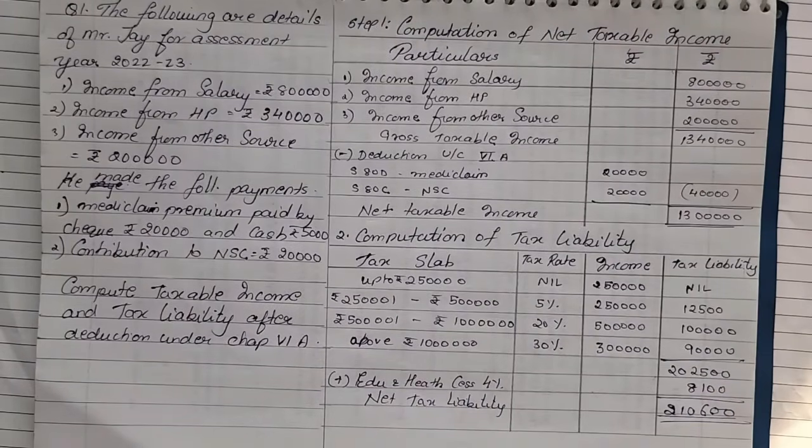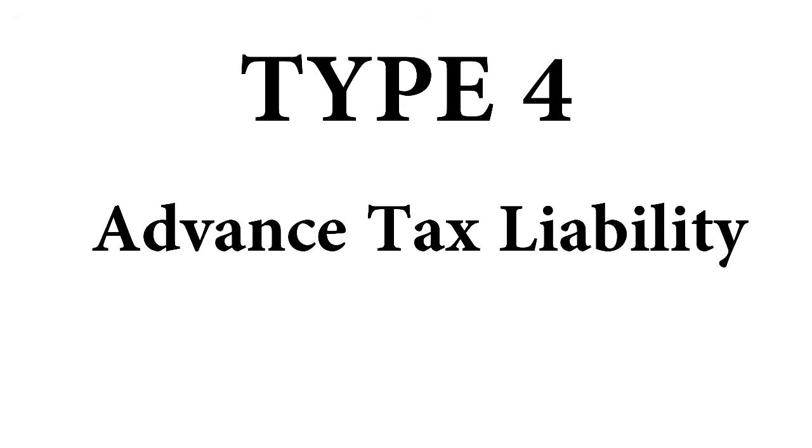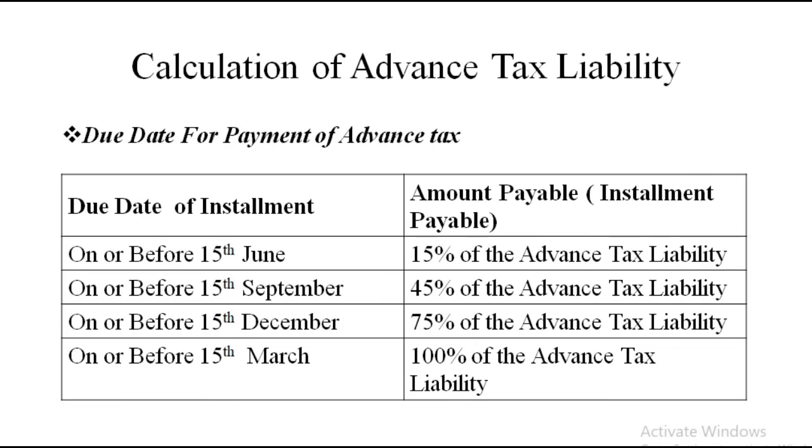Okay, I hope everyone has understood. The next type, number 4, is based on advance tax liability. So let us see how to calculate a sum based on advance tax liability. Before solving the sum, this is one table that needs to be learned. The table heading is due date for payment of advance tax.